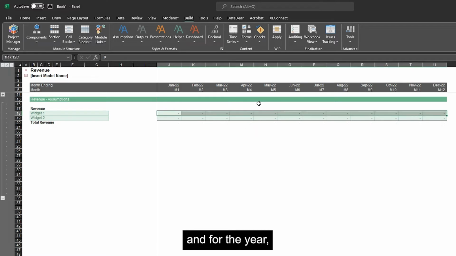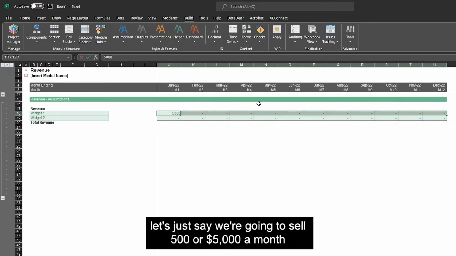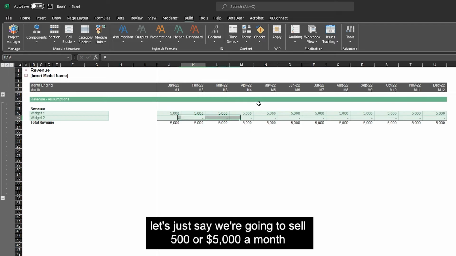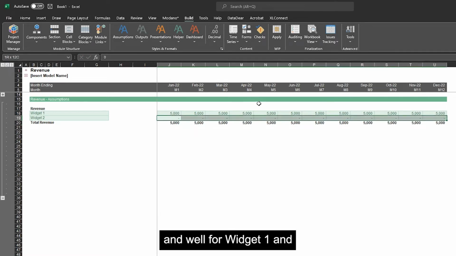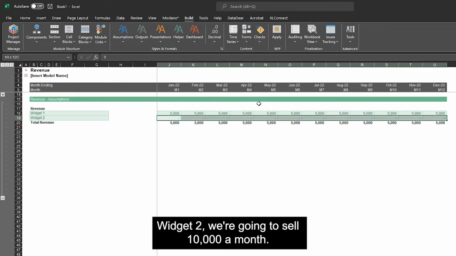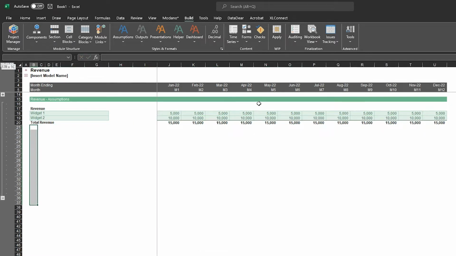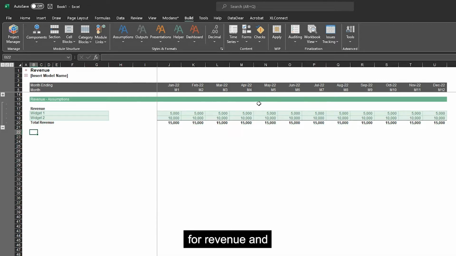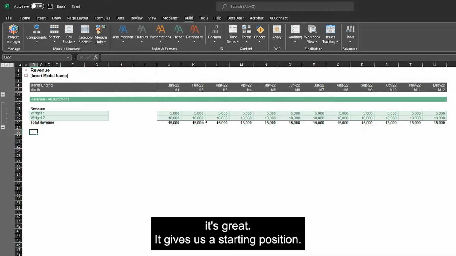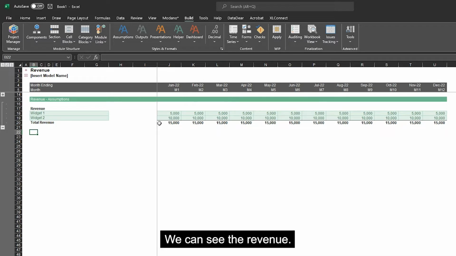And for the year, let's just say for widget one we're going to sell $5,000 a month, and for widget two, we're going to sell $10,000 a month. So you see, we've done a quick forecast for revenue, and it's great. It gives us a starting position. We can see the revenue.